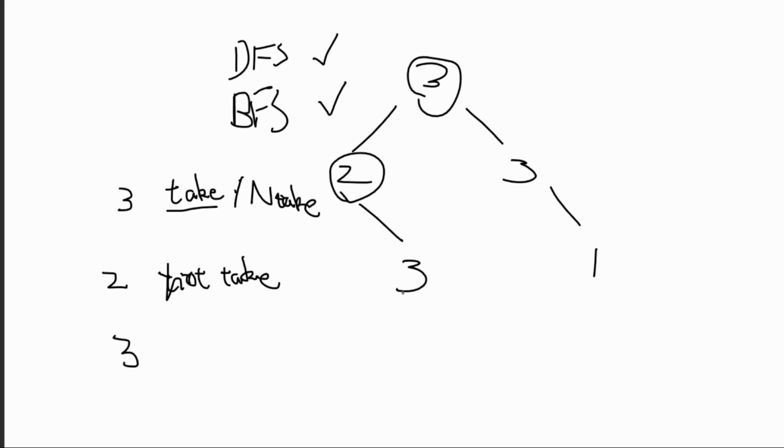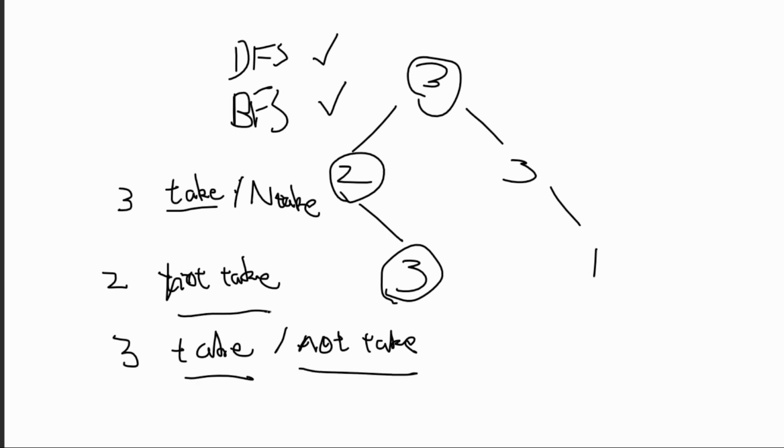So 3 over here, and then we can choose take or not take, right? Obviously take is better, but we still need to check. Now we're going to go through not taking the root. So if we don't take the root 3, we're going to call 2 again. 2 now has the option between take or not take. And then 2 will need to call 3 again, but depending on take or not take, it will be called twice.